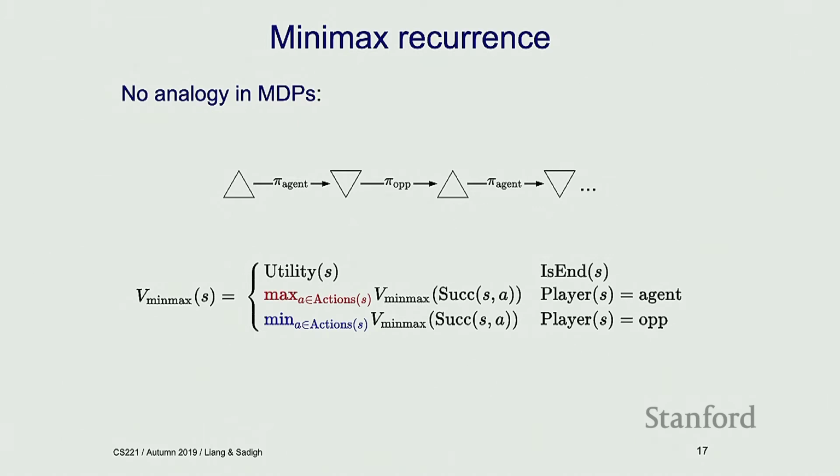And then there is really no analogy to this in the MDP setting, because in the MDP setting, we don't really have this game. We don't really have this opponent that's playing against us. And what happens is that this is the recurrence that we are going to get, which is what we already have on the board, right?